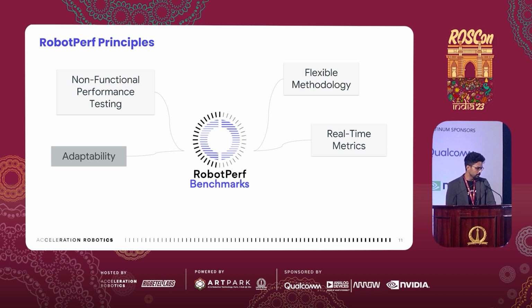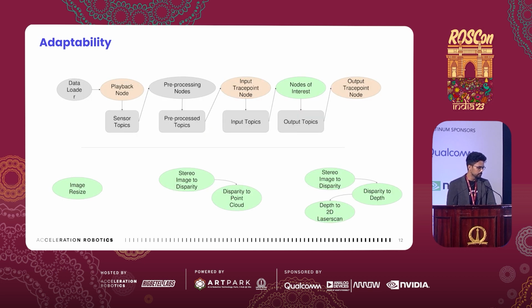With regards to adaptability, one of the reasons that we did choose ROS2 as the baseline here for RobotPerf was the fact that ROS2 makes it easy to compose the graphs that you see at the bottom. If you have to create multiple nodes and they have to be interconnected, that construction is very easy, and that's essentially a feature of ROS2. So that's why it was chosen as the baseline here.